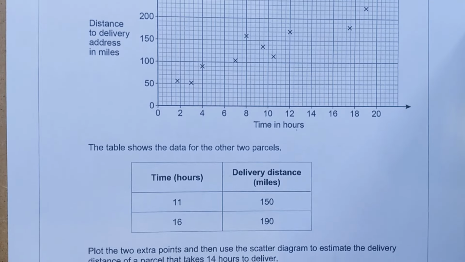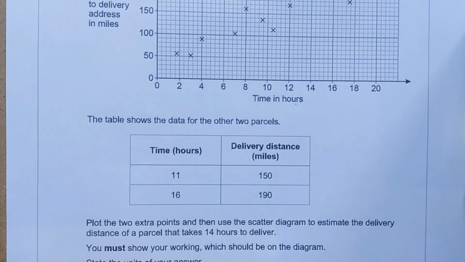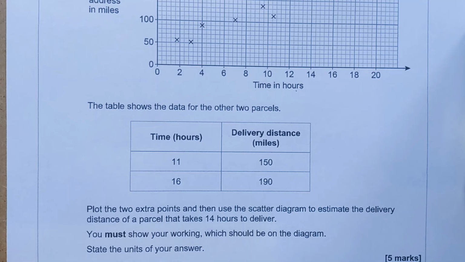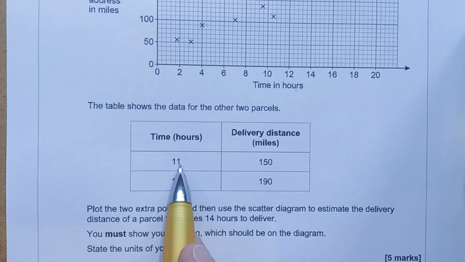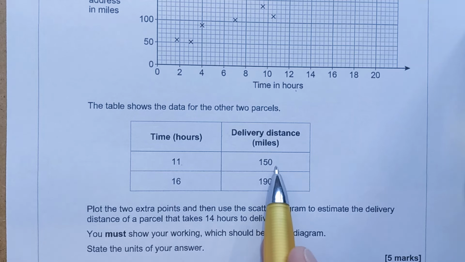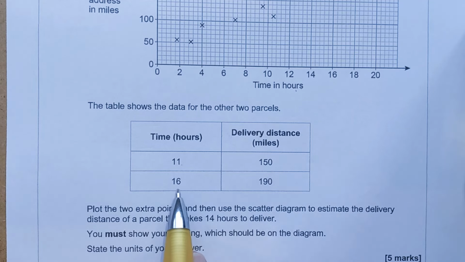Now, I'll move this up. We're told the table, let's see all of the question. The table shows the data for the other two parcels. So one took 11 hours to deliver, and it was 150 miles away. And the second one took 16 hours to deliver something that was 190 miles away.